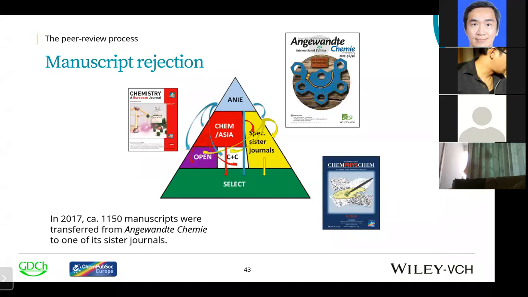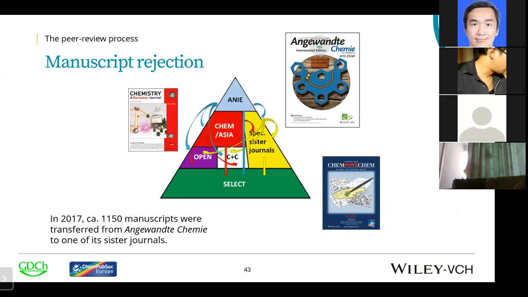And at YD for us, we have a portfolio of chemistry journals, and we also have what we call the transfer pyramid. At the top is our flagship journal, Angewandte, and for papers rejected from Angewandte, you have the option to transfer to Chemistry European Journal, Chemistry Asia Journal, our specialized sister journals, ChemistryOpen, and at the bottom we also have ChemistrySelect.